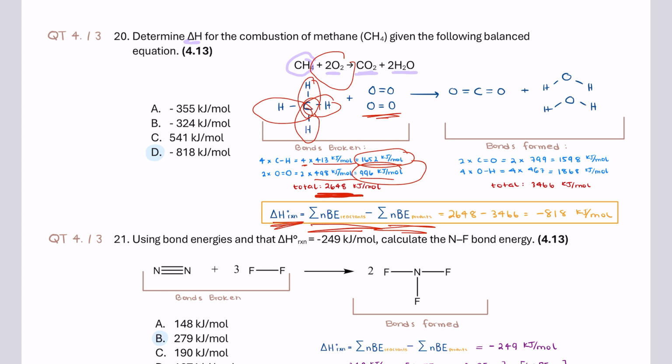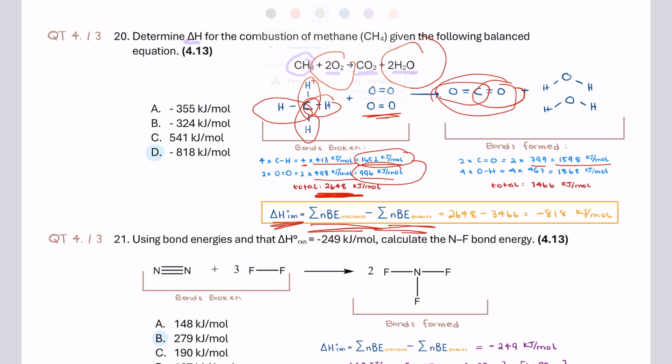Now we calculate the energy released when new bonds are formed in the products. So in the products, we have carbon dioxide. In carbon dioxide, the carbon forms 2 double bonds with 2 oxygen atoms. Each carbon-oxygen double bond releases 799 kilojoules per mole. Since we have 2 of them, we multiply 2 times 799, which gives us 1,598 kilojoules.